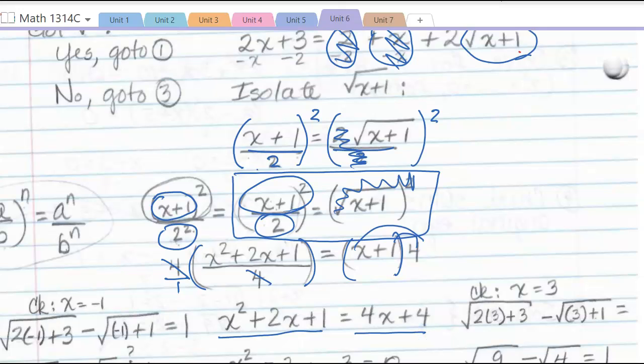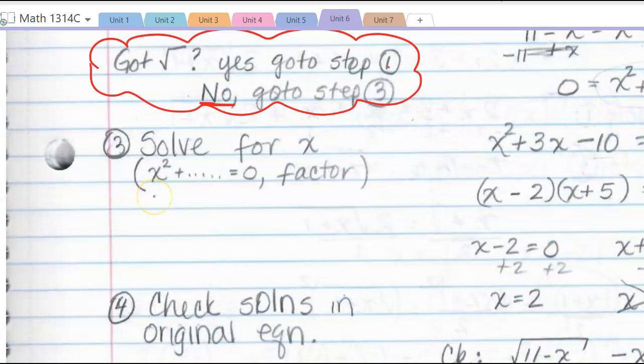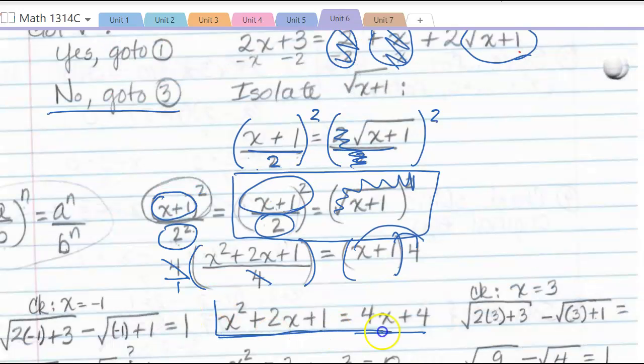All right, so we got rid of the radical, so that's where we are in terms of our steps. Since we don't have any radicals, we're going to go to step 3. To remind you, step 3 is to solve for x, and if you have a quadratic, try factoring. We come back to our equation, we see that we do have a quadratic, so in order for us to factor, we're going to have to set it equal to 0.